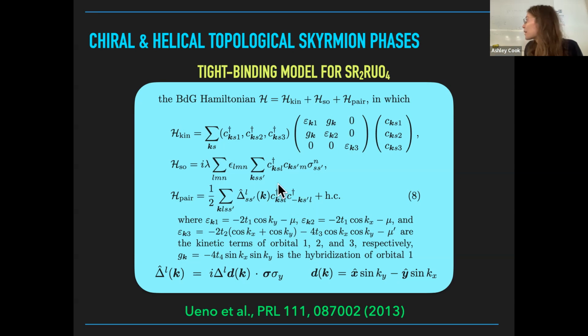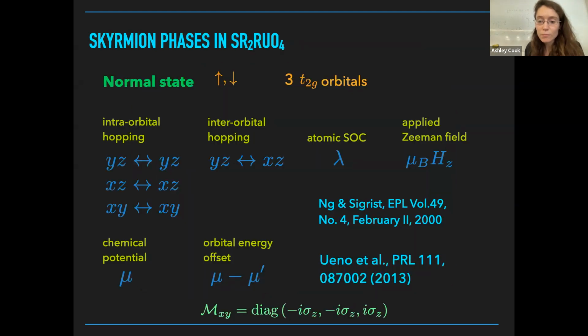And then finally a pairing term where the gap function for a given orbital takes the following form. And then this delta L is taken to be the same for each of the different T2G orbitals. And again, I'm considering the D vector that in this paper was discussed for the high field phase, when some applied Zeeman field, which was another term in the model, was greater than 20 millitesla.